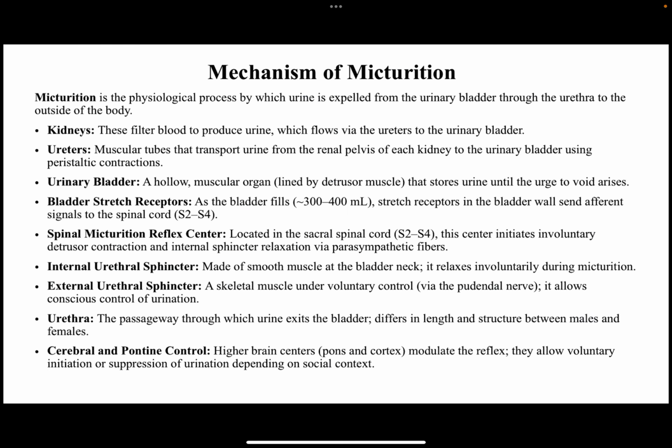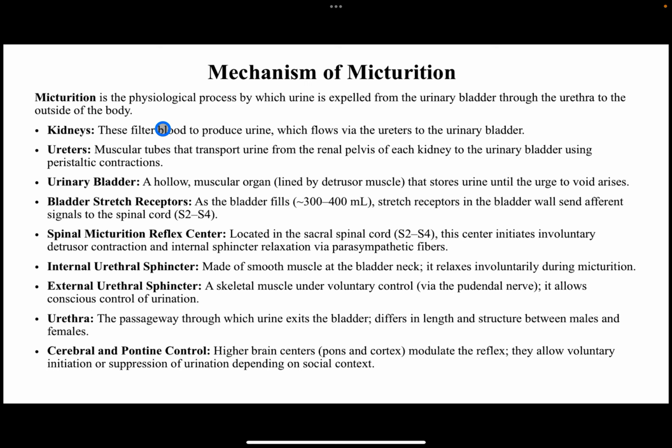Good. Now, the last thing we are going to do, then we close the chapter on the urinary system, is the mechanism of micturition. In fact, micturition is the physiological process by which urine is expelled from the urinary bladder through the urethra to the outside of your body.